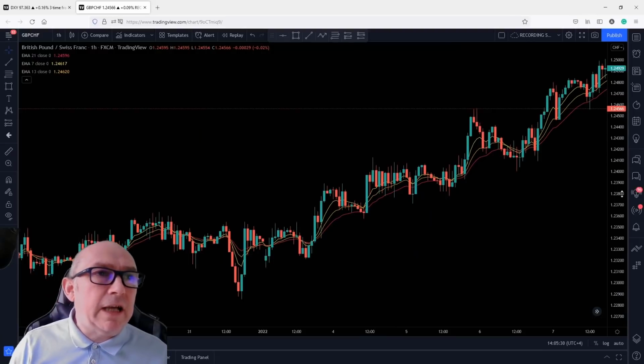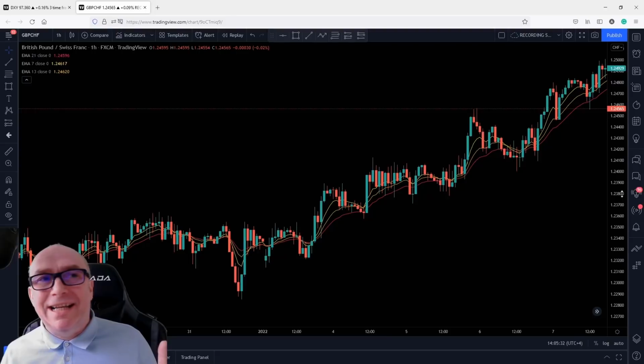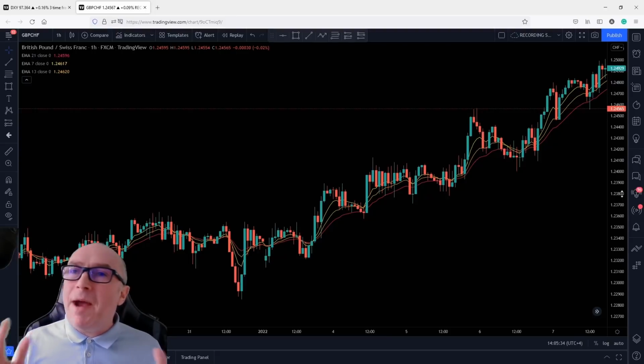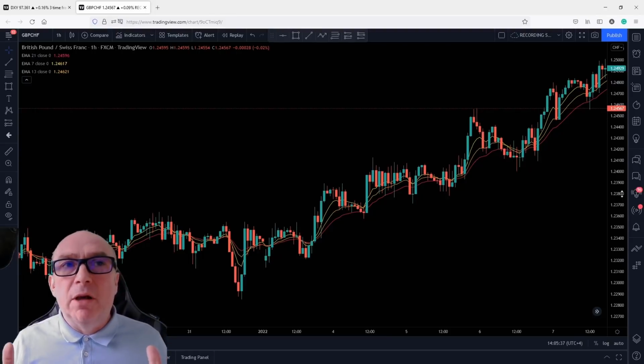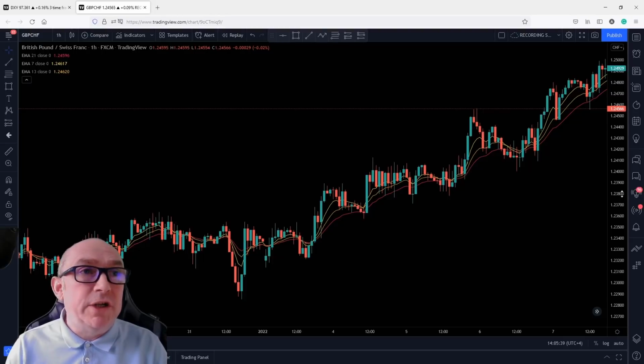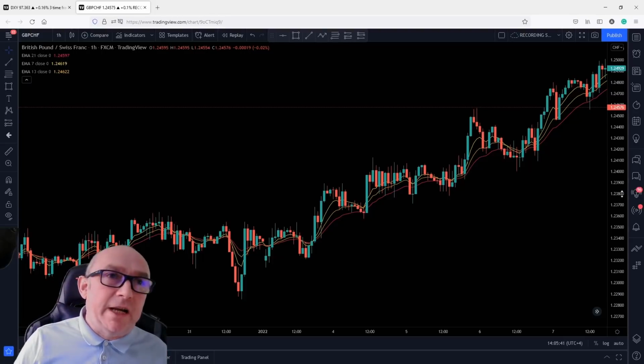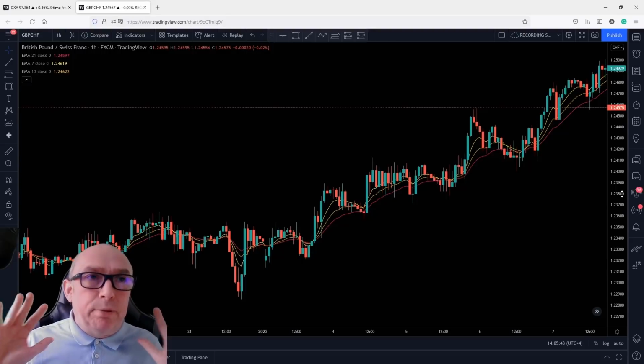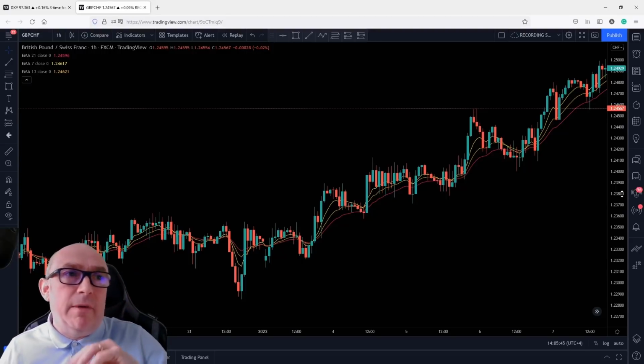Okay, so now let's look at trend following. Clearly we're in an uptrend here, so I'm looking for pullbacks into the moving averages. I'm looking for the bullish pin bars and the bullish engulfing patterns. Remember, I'm not taking any sell trades. The uptrend is in play, confirmed on the higher time frame as well.